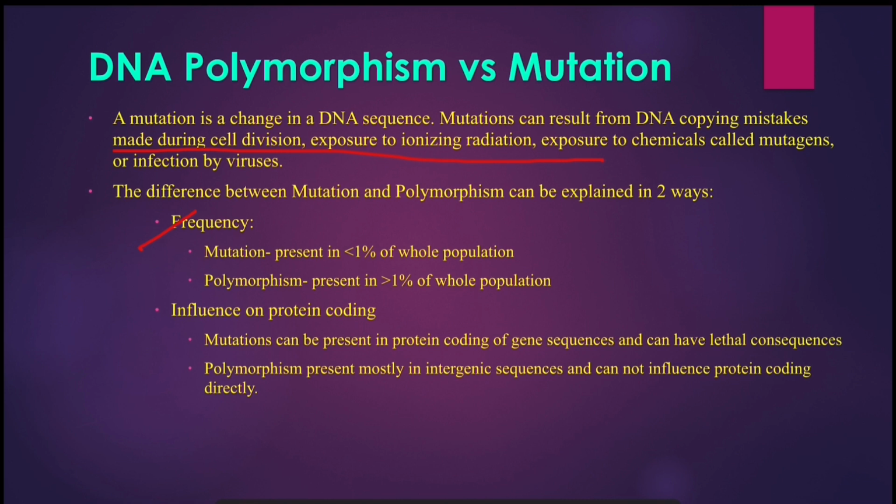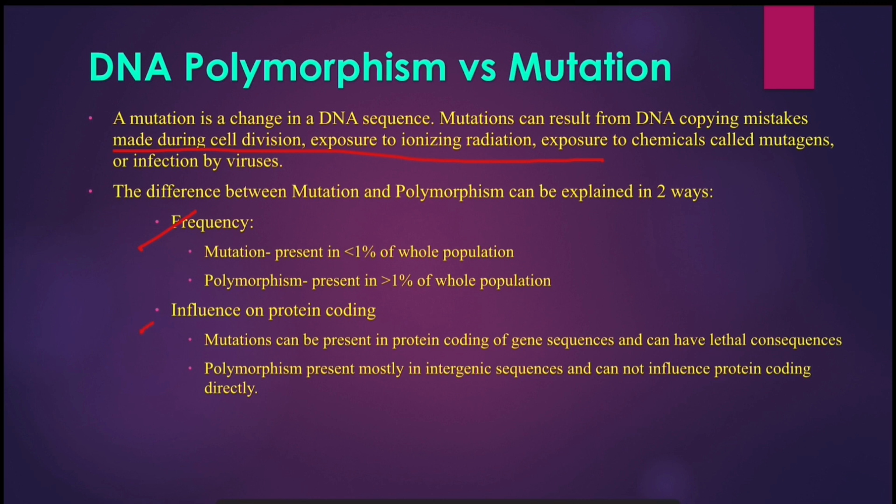Mutations are present in less than 1% of the whole population, whereas the frequency of occurrence of polymorphism is way higher, that is greater than 1%. That means a polymorphism has to occur at least once in 100 people, or the polymorphism of a rare variant might occur once in 1000 people.